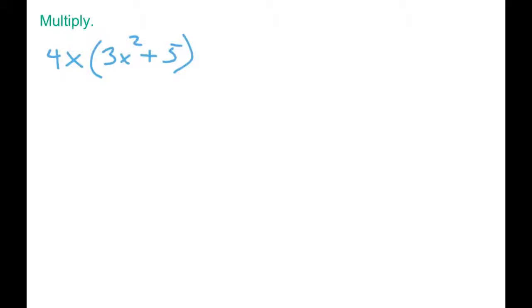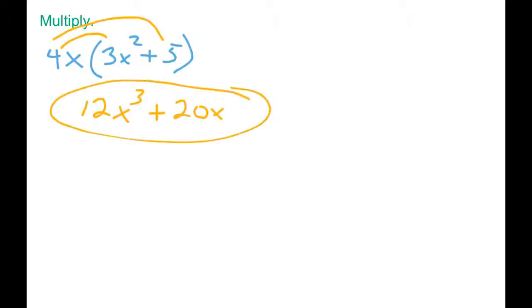Alright, so the first one we have 4x times the quantity 3x squared plus 5. Just like problems that we've done in the past, when we're multiplying a number times a quantity inside parentheses like that, we're distributing. So that's going to get distributed there and there. So 4x times 3x squared is 12x to the third because we add the exponents, plus 4x times 5 is 20x. And that's it. We get a binomial, 12x to the third plus 20x.